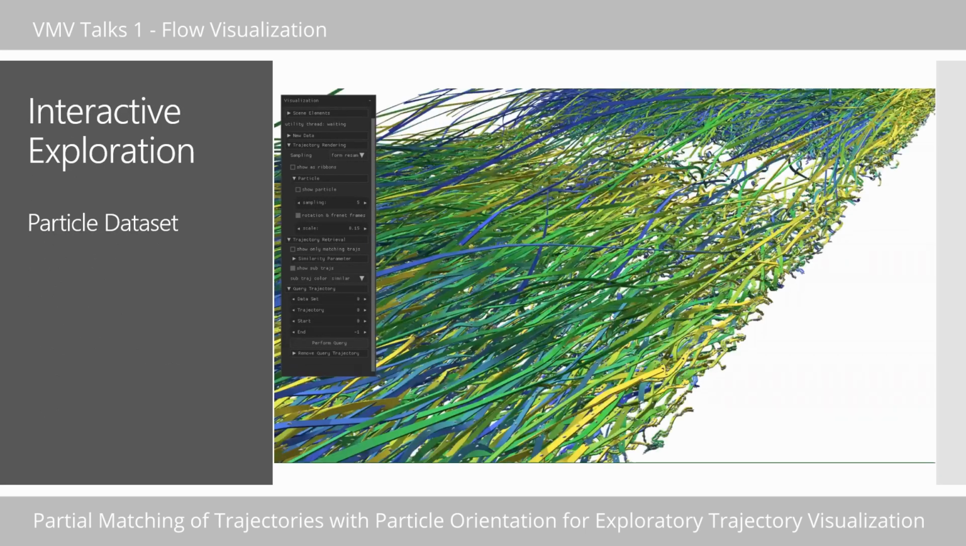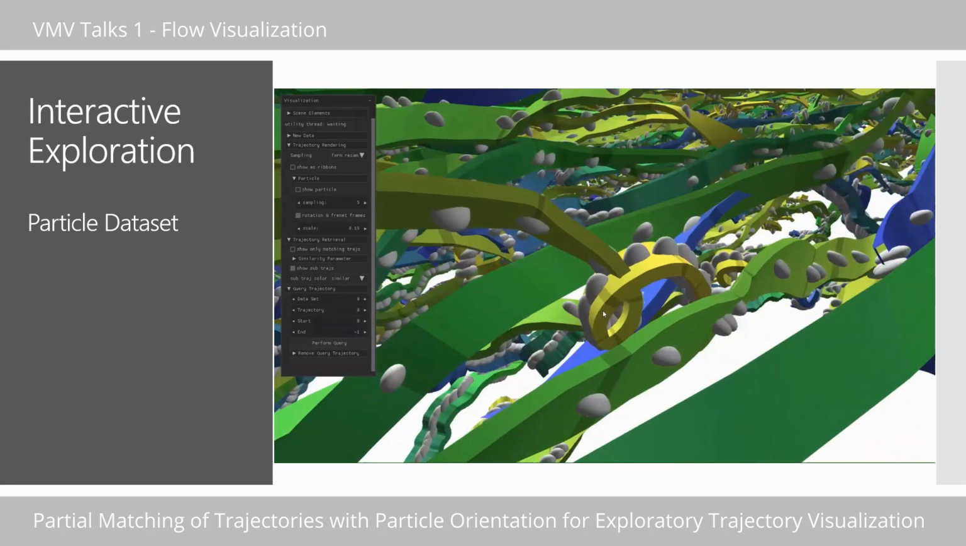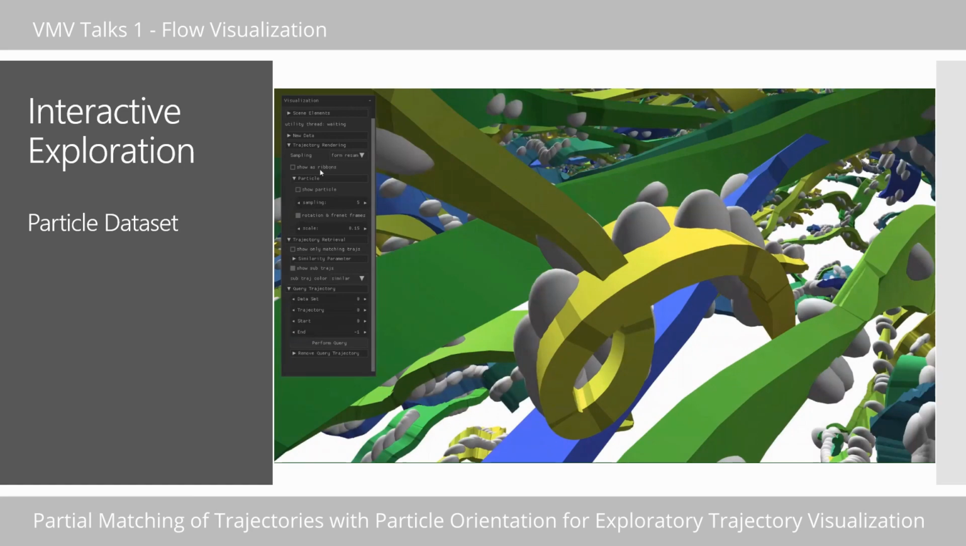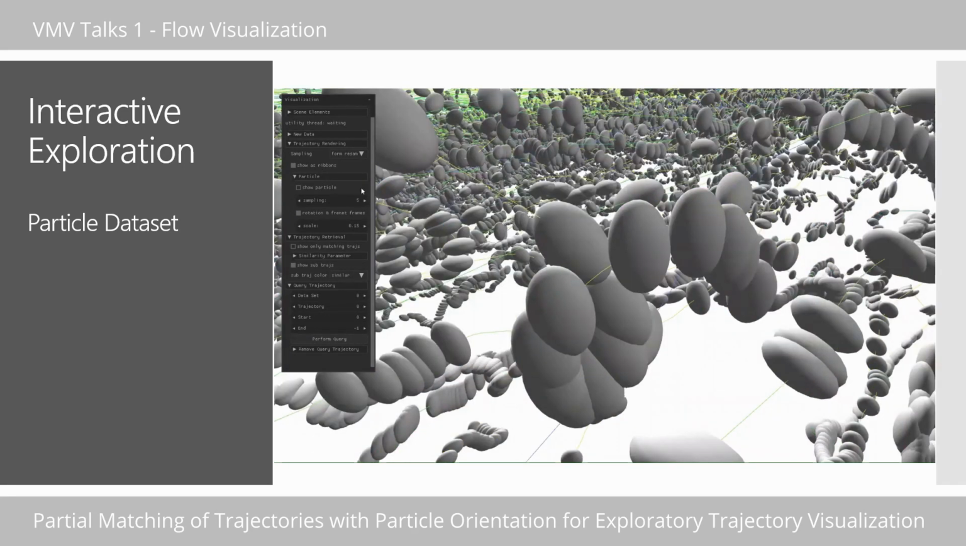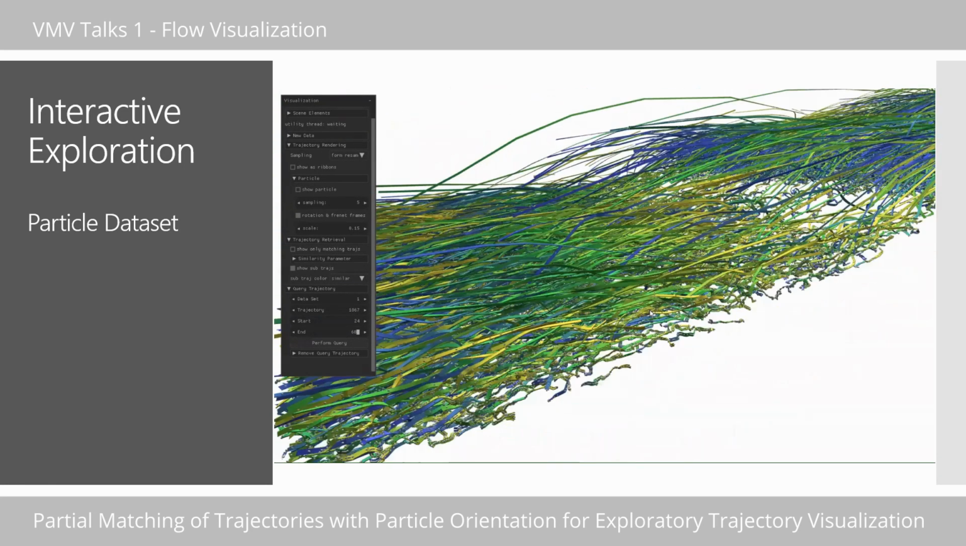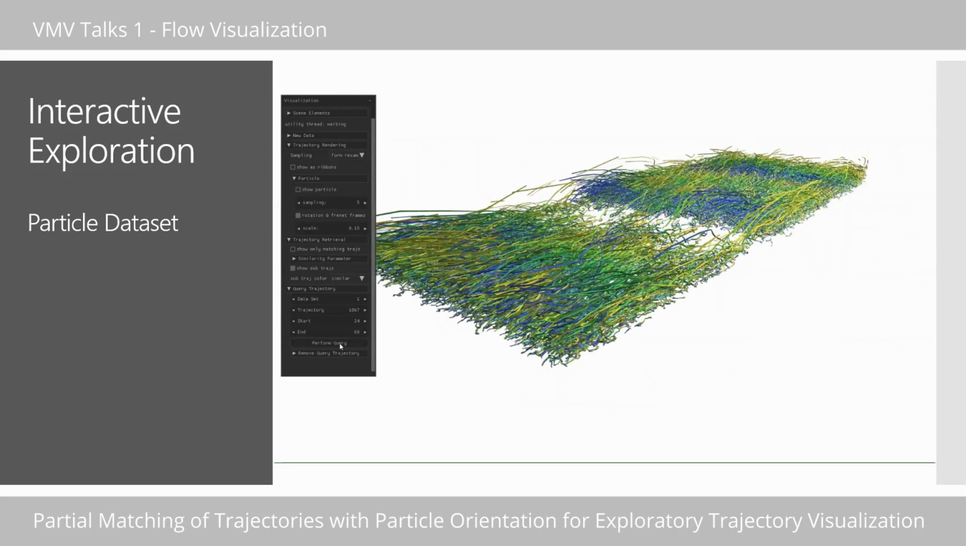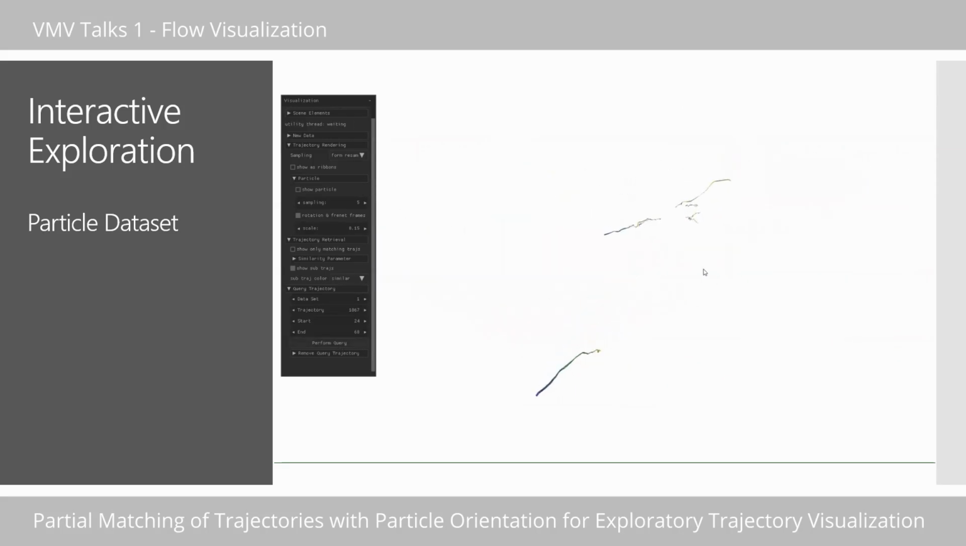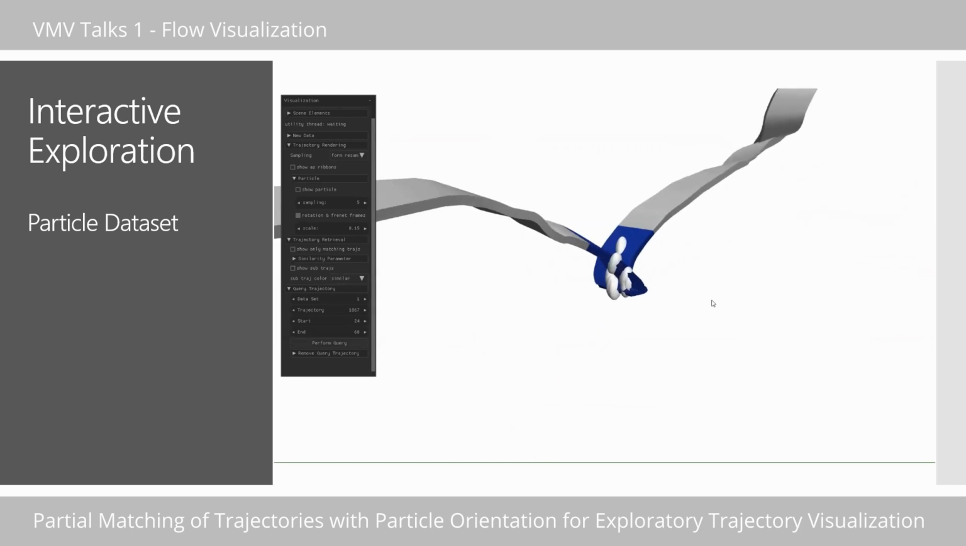This algorithm allows the user to filter a dataset consisting of a huge amount of particles for a given query trajectory, considering both the trajectory shape and particle orientation. This is helpful for applications where the object orientation influences the movement behavior, like in this particle simulation.